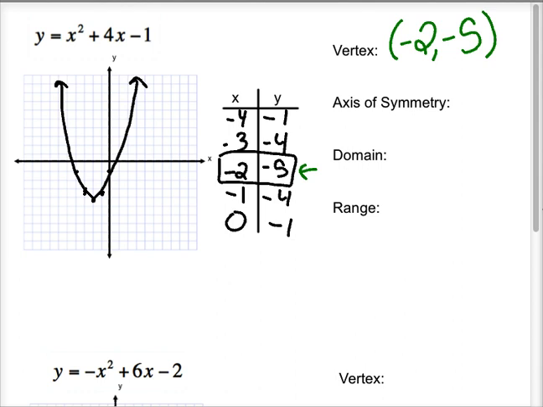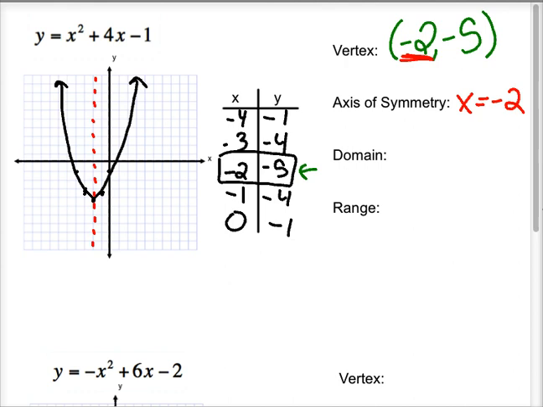My axis of symmetry is that vertical line that goes through the vertex. So it goes through that -2. So for the axis of symmetry, you're always taking x equals and then that x value of the vertex. In this case, that -2.